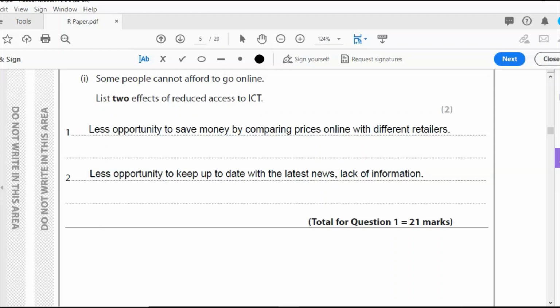You cannot go online. You could also have no access to online services, fewer work opportunities, so less opportunities to browse jobs online. There's also some positives in some ways, less distractions from work. Mostly it's about the negatives, so it's lack of information, lack of access to resources, lack of access to websites that can save you money. And that completes question 1 for 21 marks.